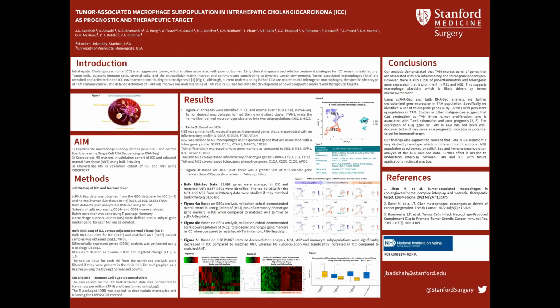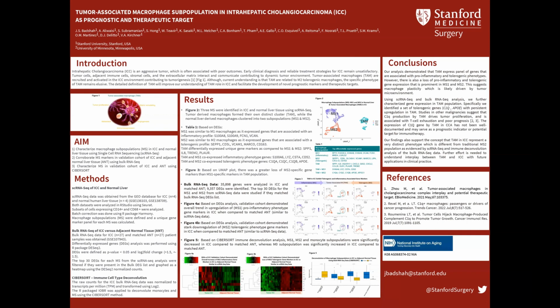The bulk RNA-seq validation cohort was also obtained from the publicly available database GEO, and differentially expressed genes were calculated. The top 30 genes for each macrophage subpopulation from the single-cell RNA-seq analysis were then filtered if they were present in the bulk RNA-seq differentially expressed gene list. These genes were then graphed as a heat map.